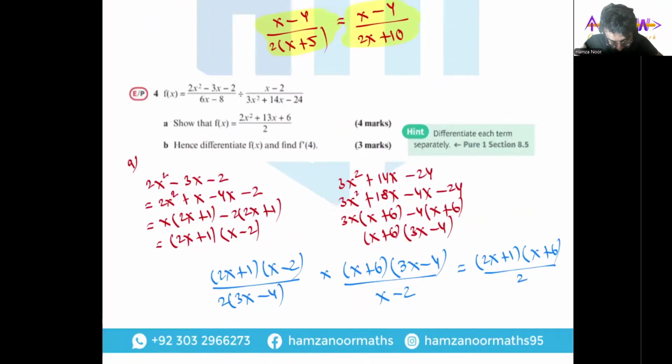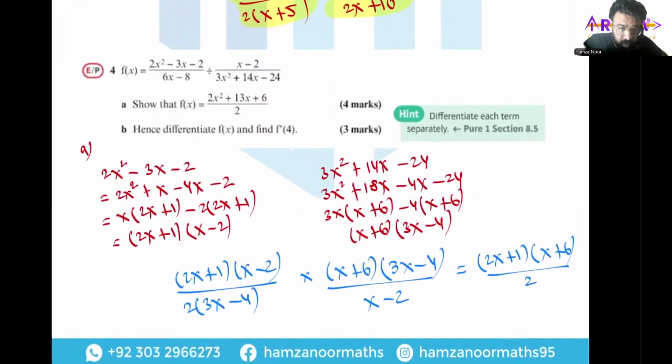Now we have question number 4. Here we have a function f(x) equals (2x squared minus 3x minus 2) upon (6x minus 8), divided by (x minus 2) upon (3x squared plus 14x minus 24). In part A, we need to show that f(x) equals (2x squared plus 13x plus 6) completely divided by 2. Then in part B, we need to differentiate this expression and find f dash 4, meaning the gradient of the function at x equals 4. The concept of differentiation you are studying since P1, P2, and even IGCSE math as well.